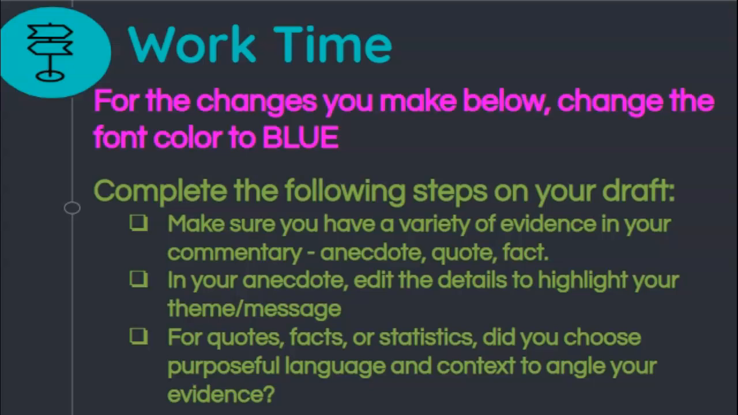And then for those other pieces around quotes, facts, or statistics, use that purposeful language and context to angle your evidence and also provide that credibility so it's really doing the work for you.